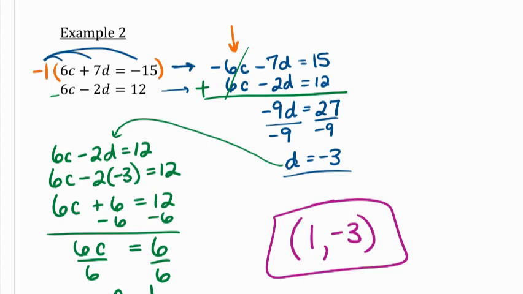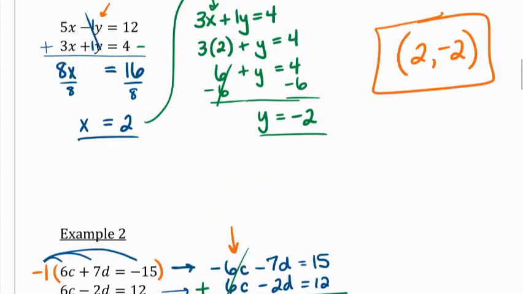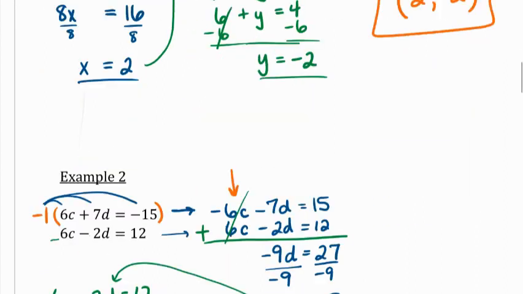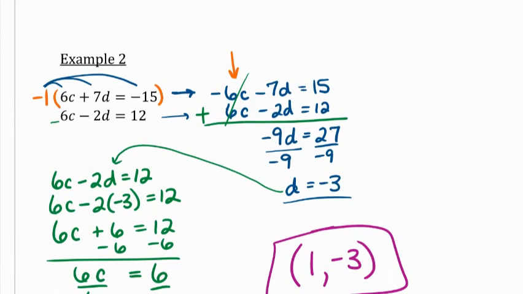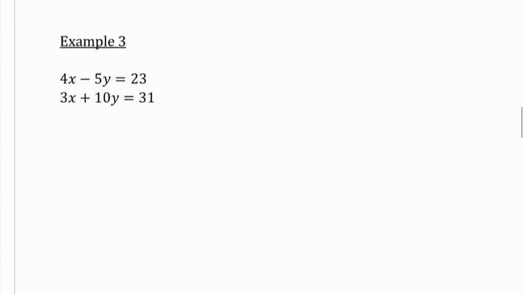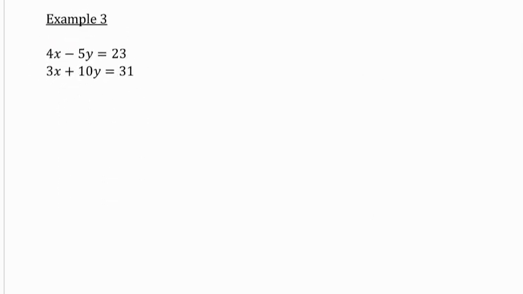Okay. So those are kind of the first two types of problems you're going to see. You're going to have some where they're already set up like this first one, and all we have to do is start adding. Sometimes we're going to have to fix the signs, right? Where we have to make it so one's positive, one's negative, and we got to multiply. Okay, let's then look at example 3.